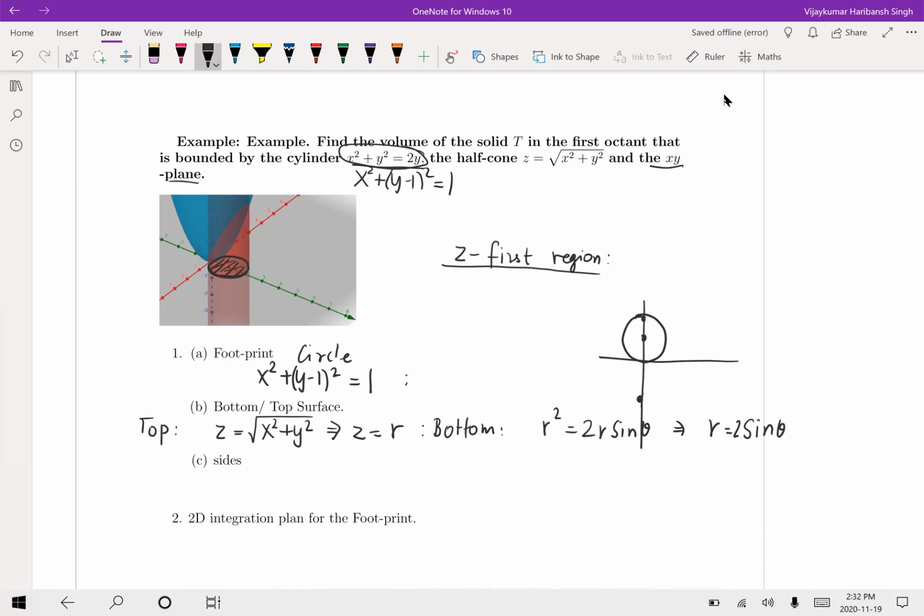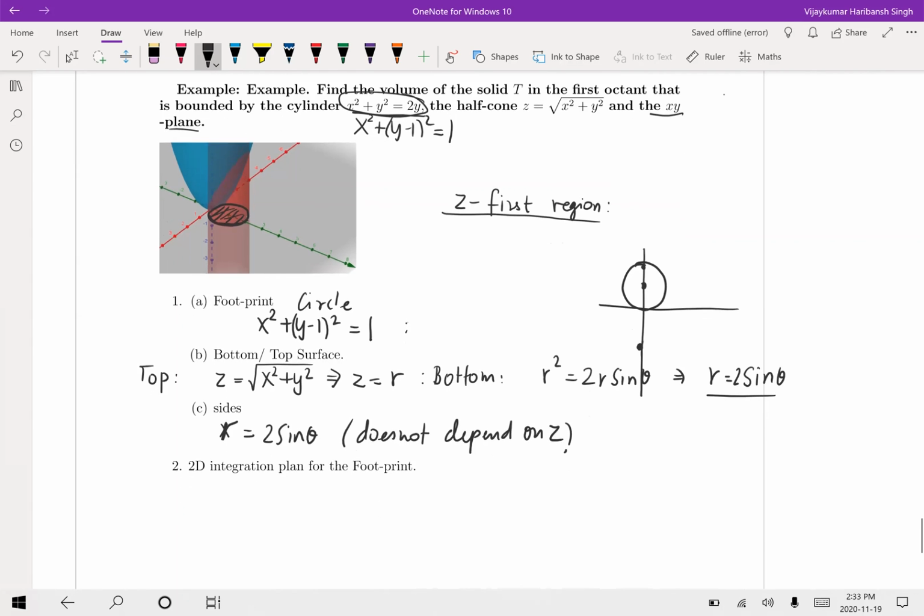Now, what are the sides? The side is basically the same cylinder, r equals 2 sine theta. So we get the side is the same cylinder, so the side is this circle, again given by the same equation. We have r equals 2 sine theta, which does not depend on z.